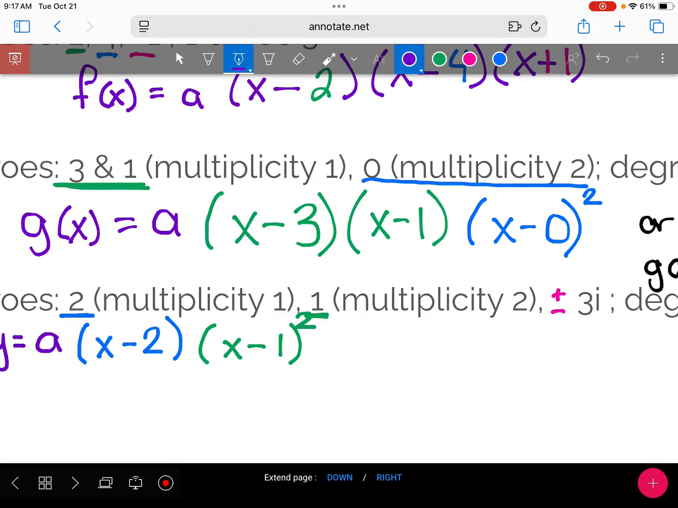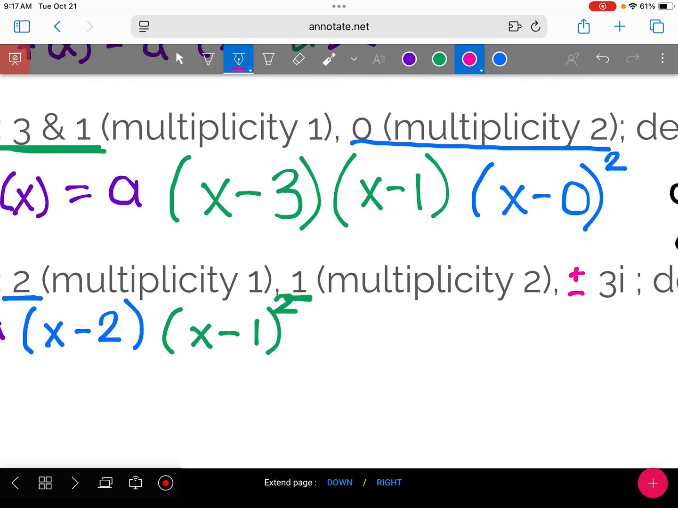When we're looking at these imaginary numbers, we're going to write these out. We're going to have our x with the plus or minus 3i, so x minus negative 3i, and x minus 3i. We are always going to have pairs when it comes to imaginary numbers, every single time. I put a plus or minus on the 3i, and then I have x minus negative 3i and x minus 3i.